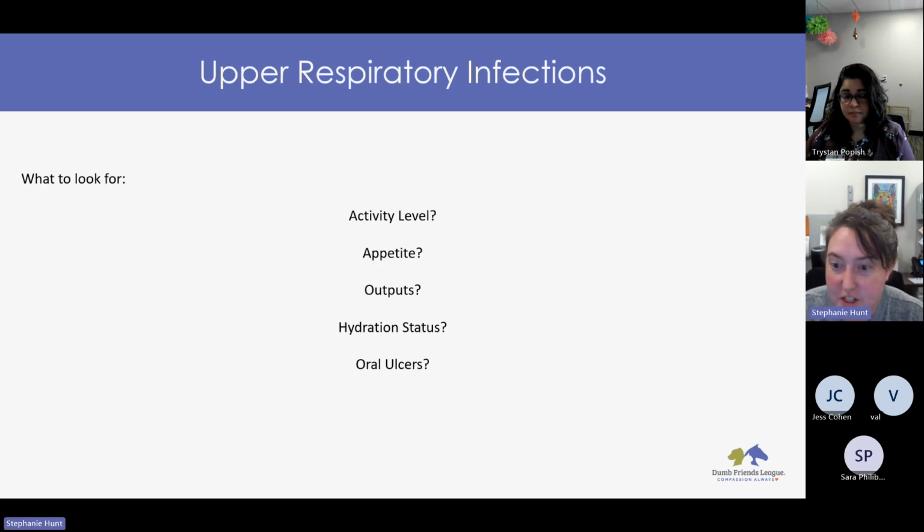With upper respiratory infections, what you're watching for. So we want to look at what their activity level is. Are they a playful, active kitten? Are they kind of shut down and not being themselves? Are they kind of lethargic and acting dumpy?